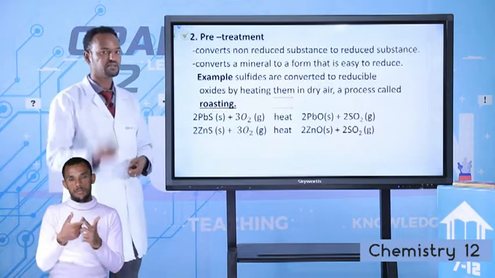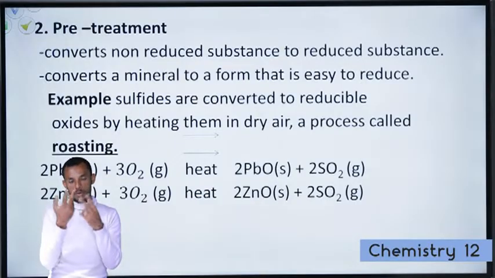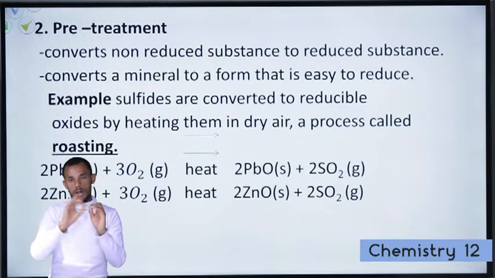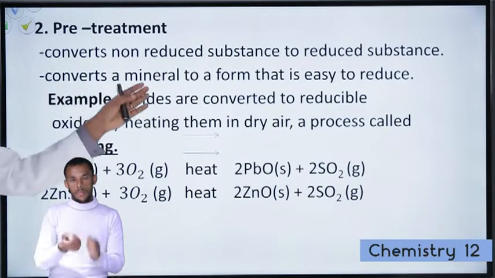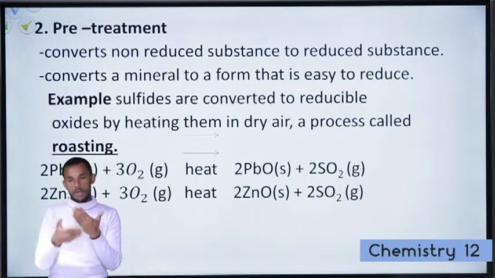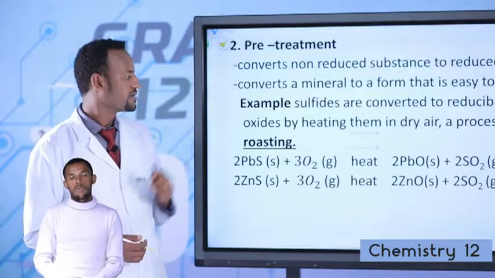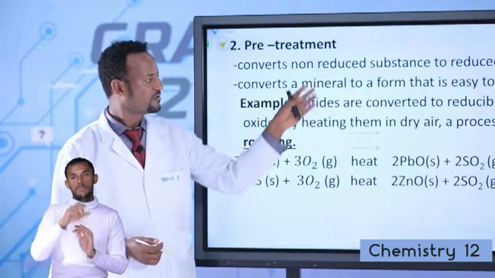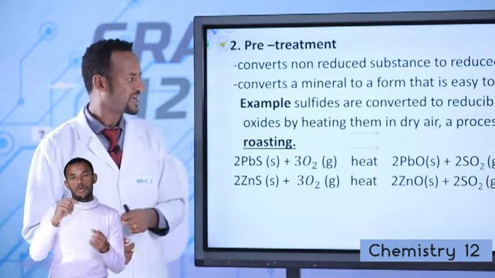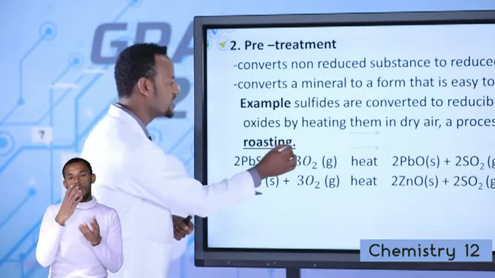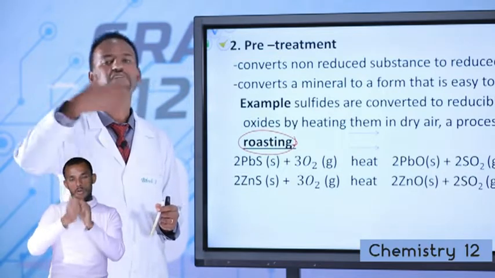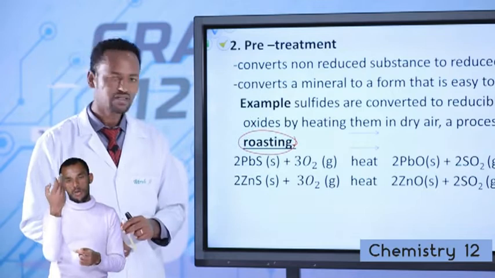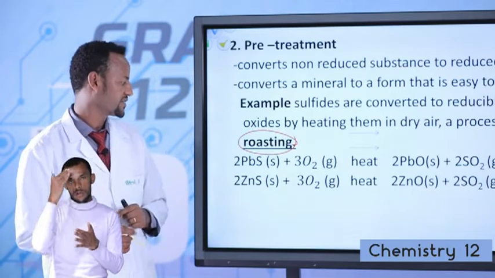The second one is pretreatment. The first one is concentrating the ore. The second one is pretreatment. Pretreatment means converts non-reduced substance to a reduced substance. Converts a mineral to a form that is easy to reduce. For example, sulfides are converted to reducible oxides by heating in dry air. This process is called roasting. Roasting means sulfide converted into oxide by using oxygen. It is known as roasting.